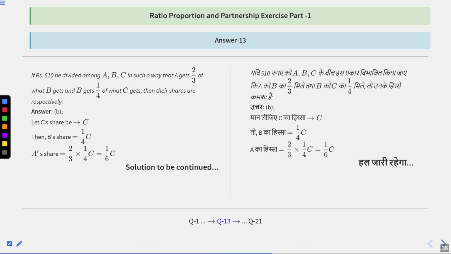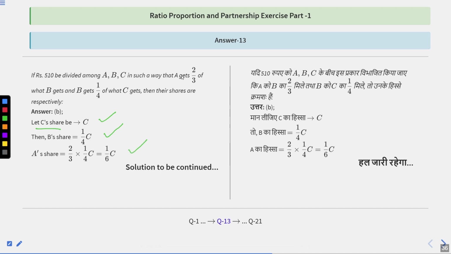Question says that A gets 2/3 of B and B gets 1/4 of C. So we let the share of C be C. So B's share will be 1/4 of C according to the question, and A's share will be 1/4 of C multiplied by 2/3. So it will become 1/6 of C.